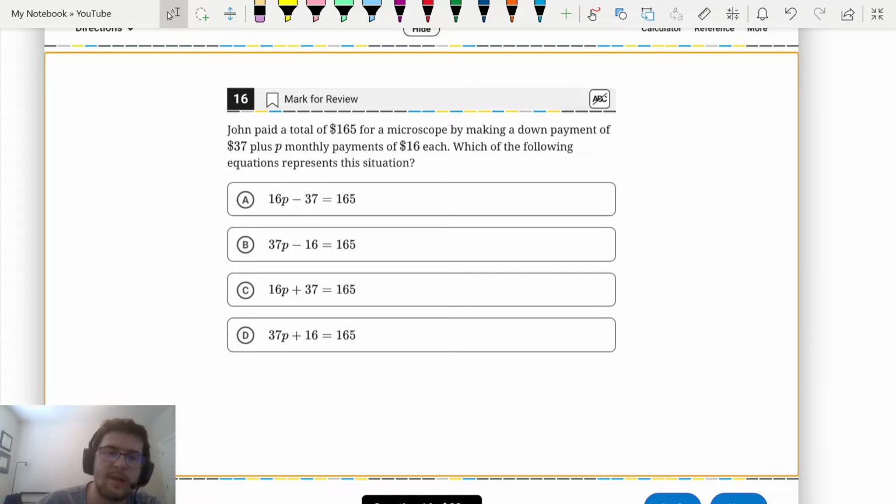Okay, so a total of 165, so 165 should be on the right. And it's 37 plus P monthly payments. So these two should be added, so both of these are wrong. And it says P monthly payments of $16 each.